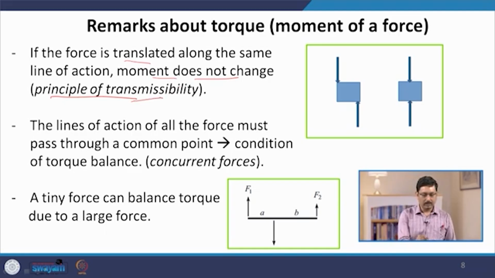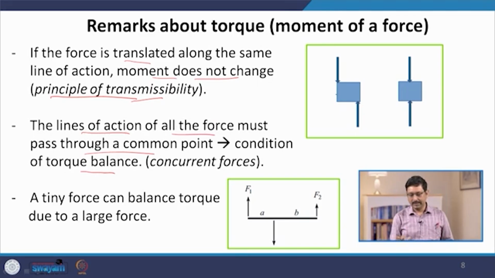This is called the principle of transmissibility, and this is a very useful trick that can be used to solve problems. Now, I mention one thing: if in the mechanical equilibrium condition the total torque is 0, the condition of torque balance, it will follow that if we demand that the total torque is 0, then the lines of action of all the forces must pass through a common point. I am going to illustrate it through this picture.